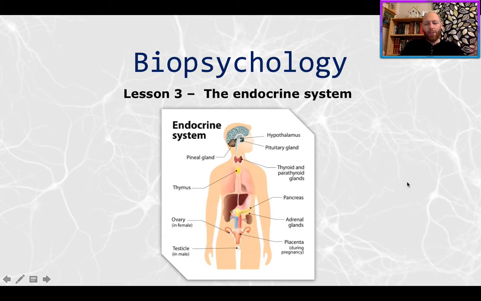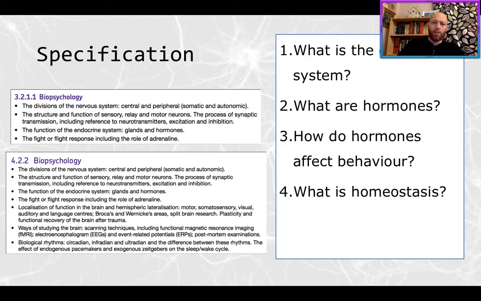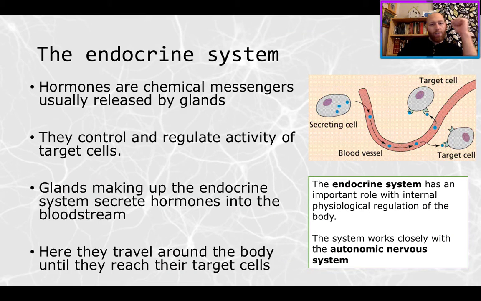Hello and welcome to Lesson 3, Biopsychology, the endocrine system. So today we're going to look at what the endocrine system is, the main hormones that are involved. We're going to look at how hormones affect behavior and what homeostasis is. We're then finally going to look at what the effect of prolonged or chronic stress is on the body as a whole. Let's get stuck straight in then.